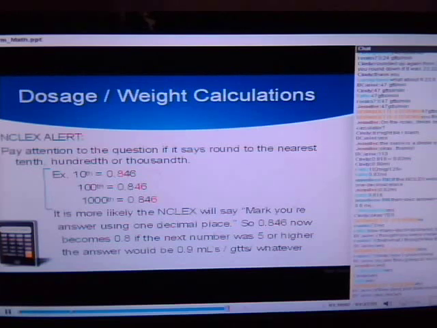If it was lower than 5, then it would, like it is here, 0.846, then write the answer as 0.8. But I know for sure the NCLEX will say mark your answer using 1 decimal place. It won't really, at least I didn't run into it.